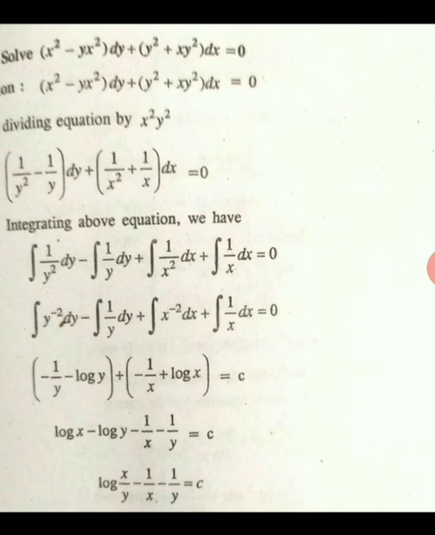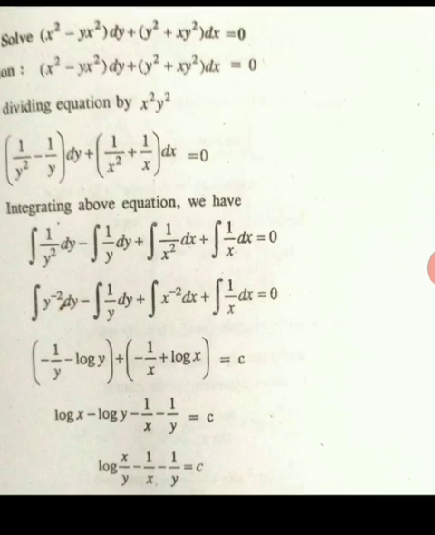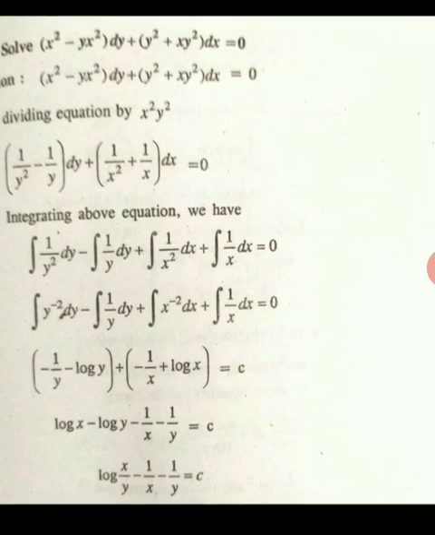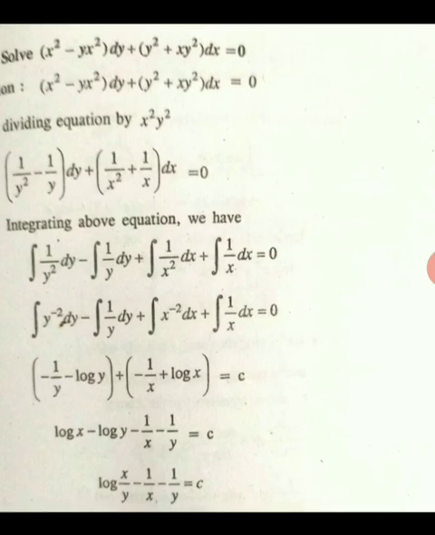And integrating the above equation, what do you get? Integration of 1 divided by y square dy, minus integration of 1 by y dy, plus integration of 1 by x square dx, plus integration of 1 by x dx equals 0. 1 by y square can be rewritten as y raised to minus 2 into dy, minus integration of 1 by y dy as it is. 1 divided by x square can be rewritten as integration of x raised to minus 2 dx, plus integration of 1 by x dx as it is.